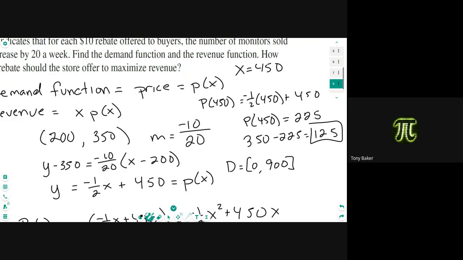The domain in this one didn't matter because each one of those would have resulted in the other piece being zero. So if I sold no TVs, my price would have been $450, but 0 times 450 is 0. If I set the price to basically 0, I'd have sold 900 TVs, but 900 times 0 is 0. So either one of those would have come out to be a no on the revenue. So I didn't have that problem.